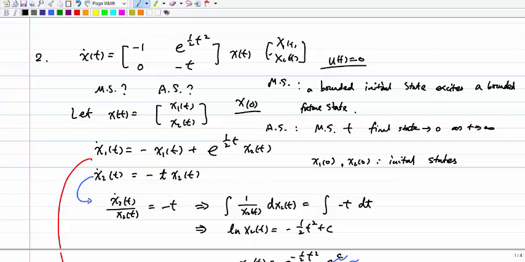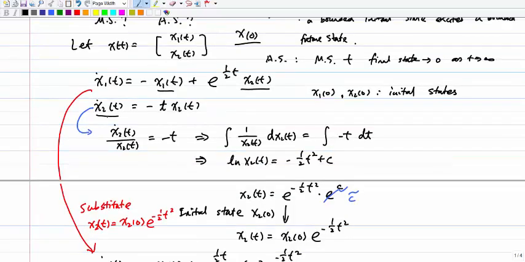So we have two basic equations. The first one is x1 dot of t equal to negative x1(t) plus e to the t over 2 times x2(t). The second, x2 dot of t, is just negative t times x2(t). To solve for the solution, the first one is a little hard to compute, because to compute x1 I have to know x2(t). So we can start with x2(t).